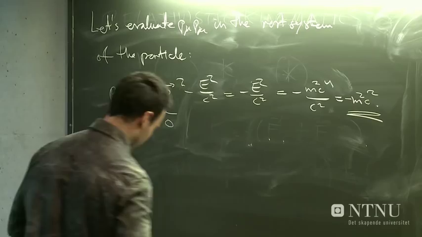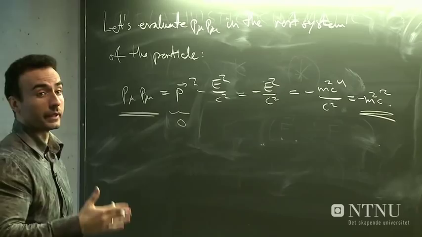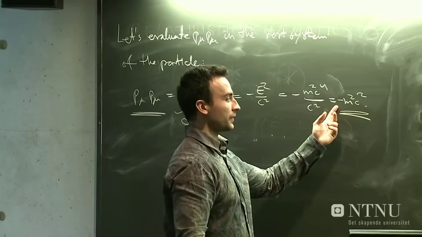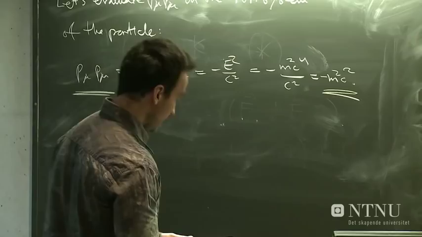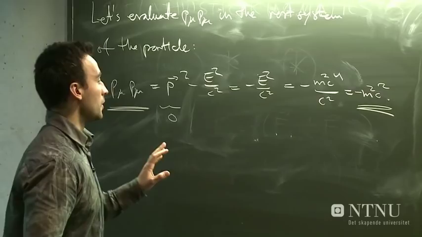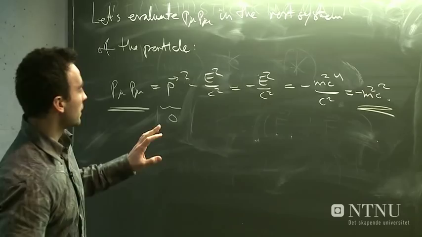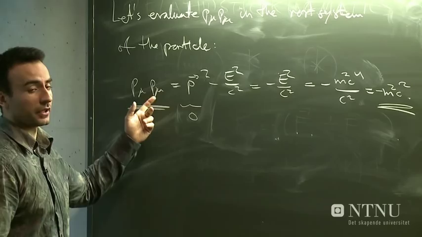So by now we're done. We know what the value of this invariant is in any inertial system. It's equal to minus the rest mass squared multiplied with the speed of light squared. And this is a Lorentz invariant quantity. The mass is the same. Okay, so we know the value of this, but we also know the general expression for this scalar product.